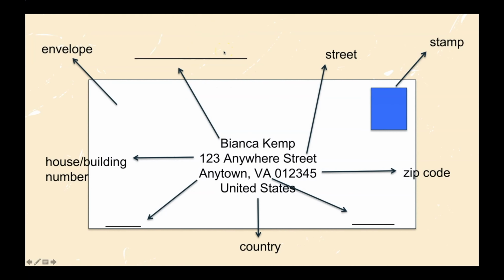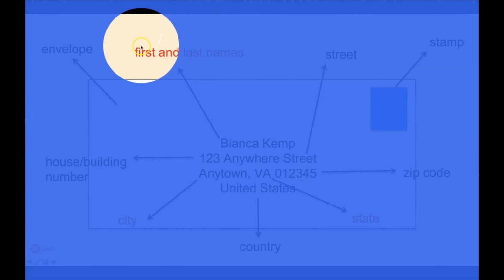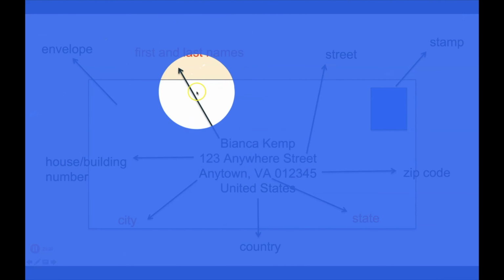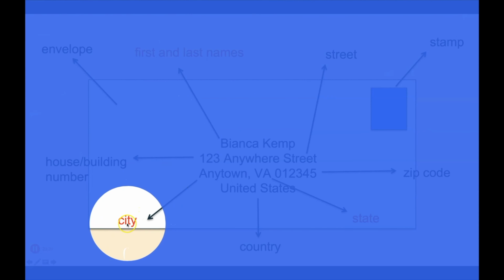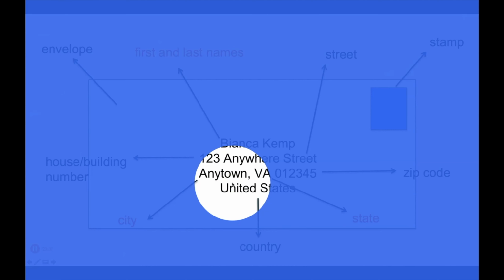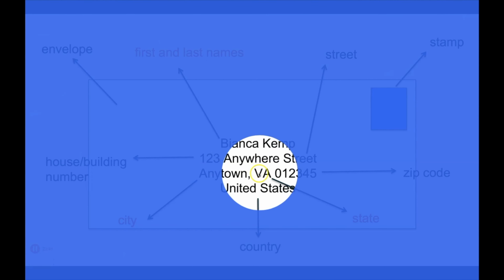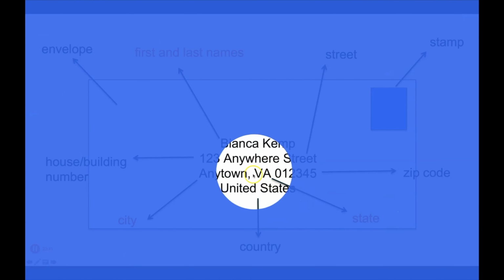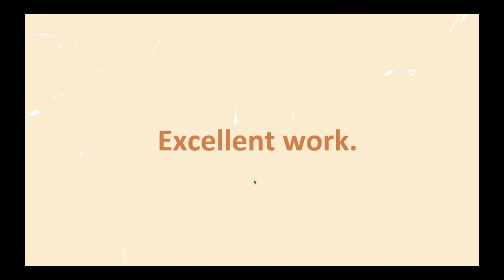Let's see. Nice. Up here, first and last names, Bianca Kemp. Down here, city. Any town, for example, it's not a real city. It's just one I made up. And then here, VA for our state. And VA stands for Virginia. Excellent work.